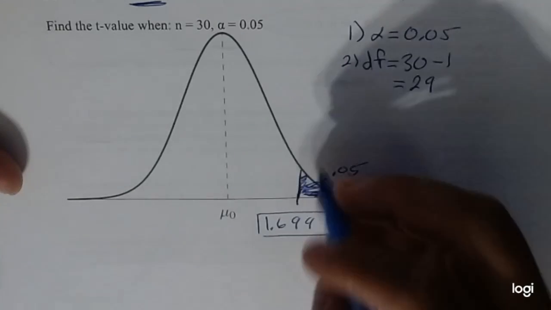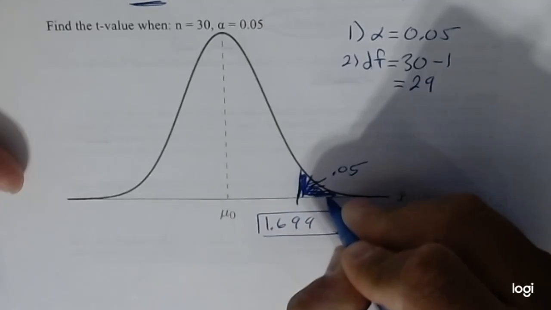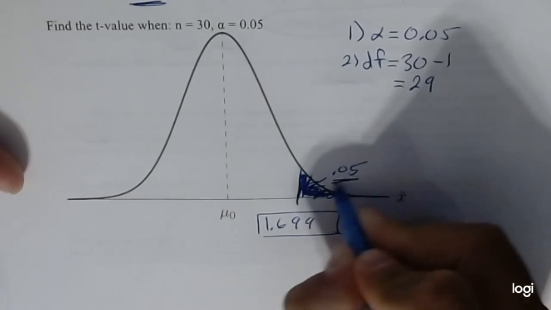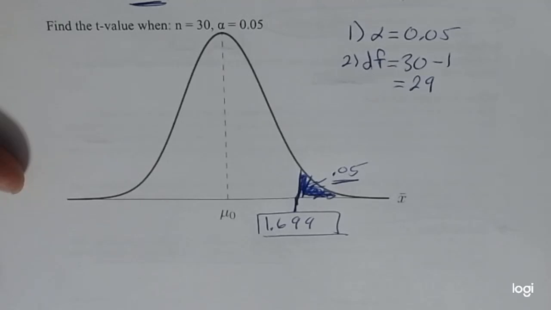But again, the main thing when it comes to graphing and shading, if your professor wants it, is alpha is always the area and the marker is the t-value, just like a z-score.